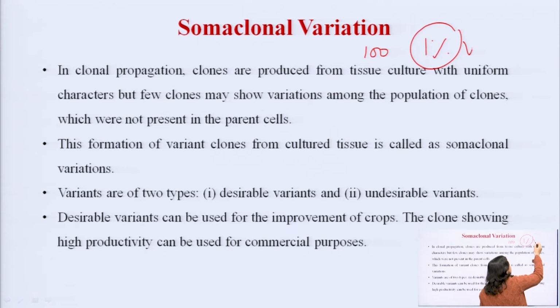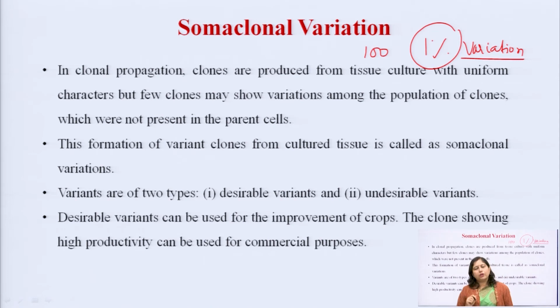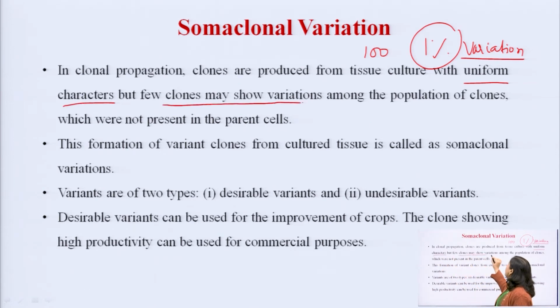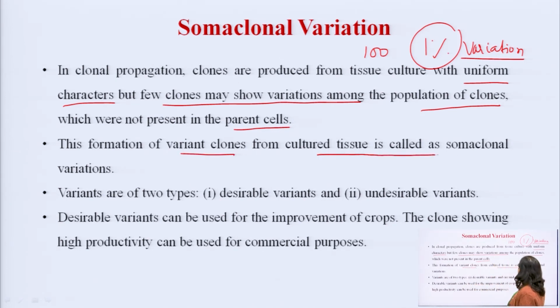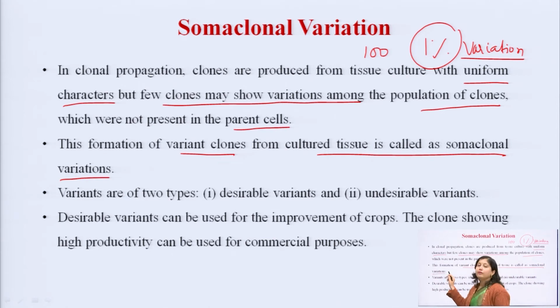So, 1% variation is possible when we are doing clonal propagation, and that variation is known as somaclonal variation. Okay. In clonal propagation, clones are produced from tissue culture with uniform characters. But a few clones may show variations among the population of the clones which are not present in the parent cells. This formation of variant clones from the cultured tissue is called somaclonal variation.